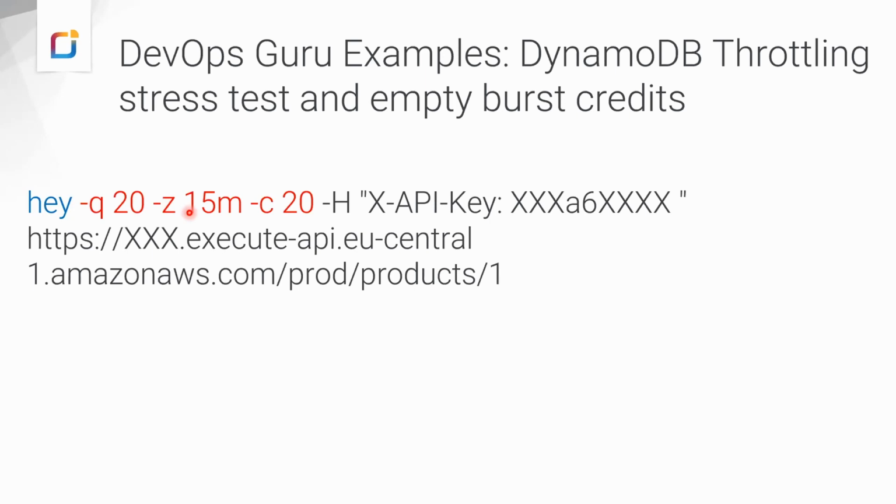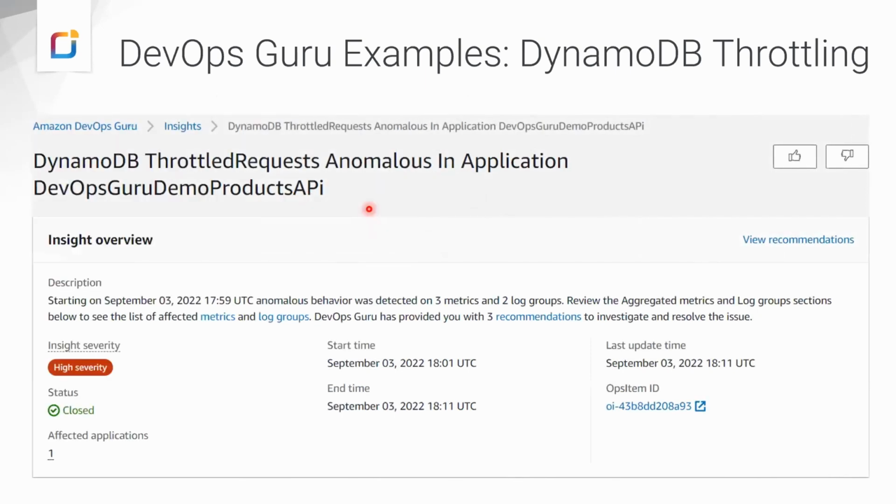-z is the time for running the stress test, 15 minutes. -q is how many requests per second are allowed, 20, and -c is how many requests in parallel, so how many containers, also 20. So there will be 400 requests per second for a time period of 15 minutes. What I'm doing is burning the burst credits of DynamoDB, so that only 1 read is allowed and I'm doing 400. And now we will see what's been recognized here.